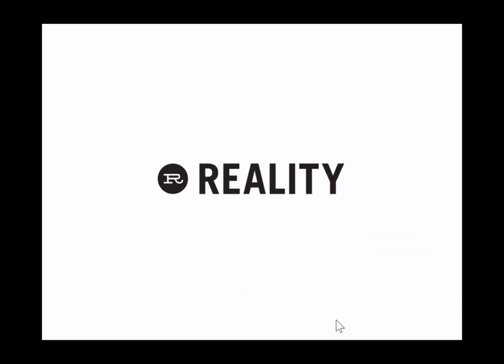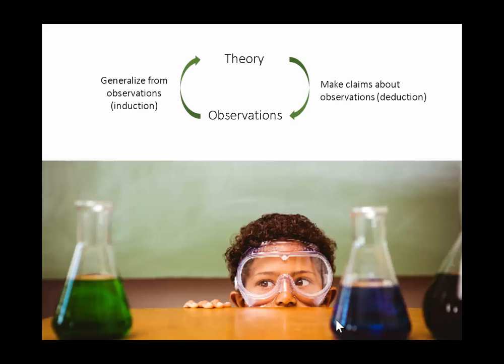Well, in reality, it's often kind of a circle that we have. We have a theoretical idea, and we have observations, right? And based on the observations, we generalize from these observations. That's sort of where this induction comes into play. We have the theory, and then based on this theory, we make claims about something else. Remember, with theory we now assume that something is true.